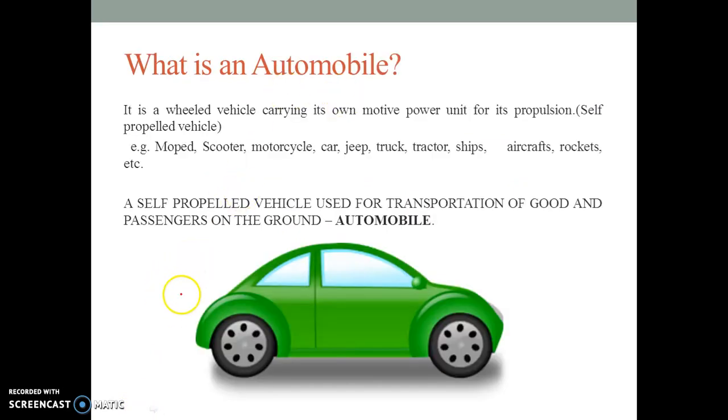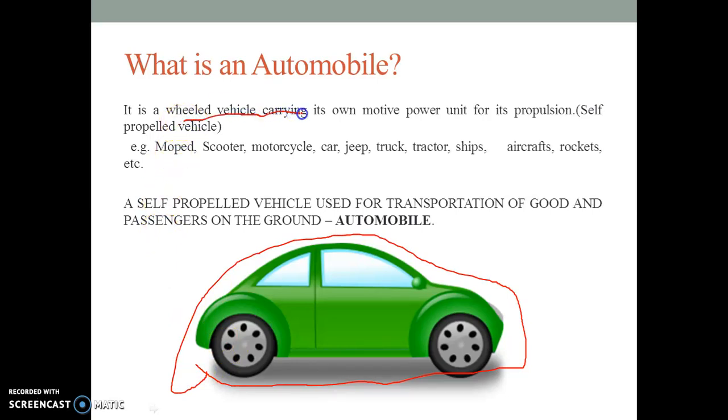This is the introduction of an automobile. The picture of a sketch of the car is shown here. Generally it is mentioned that an automobile is a wheeled vehicle carrying its own motive power unit for its propulsion. Hence this is a self-propelled vehicle which carries all the units, and power is developed in itself.